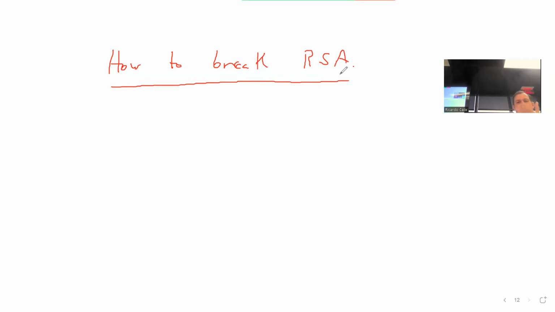RSA was developed in the 1970s. Since then, they have had what is called the RSA conference, where people try to break it with all kinds of techniques. It is not known that it has been broken yet. Basically, the main idea is factorization.